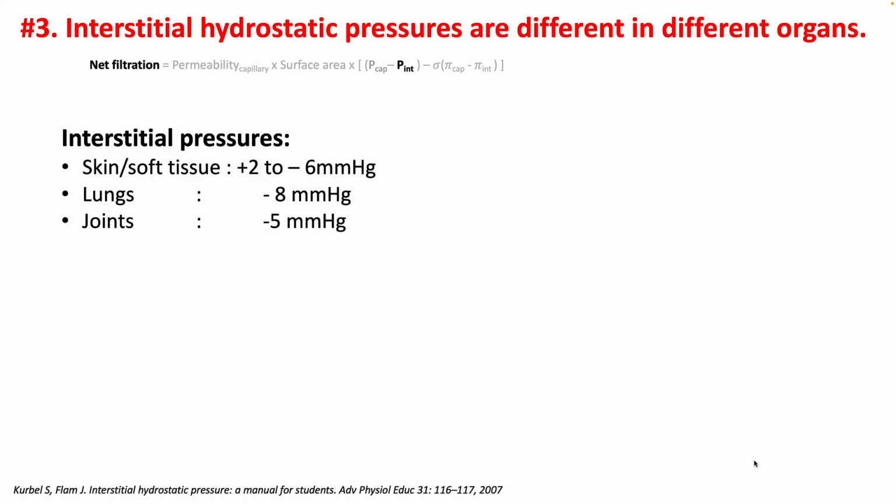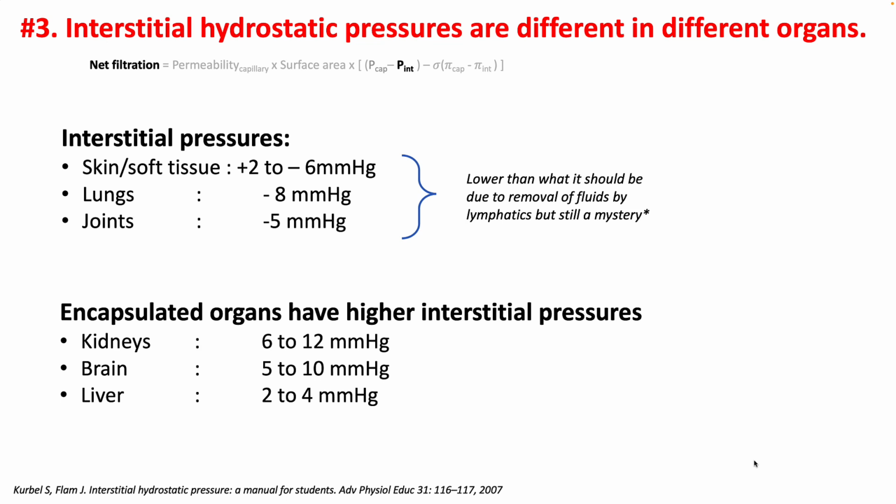Interstitial hydrostatic pressure are different in different organs. Most of the skin and soft tissues have negative pressures, and that also includes lungs and joints. In the lung, the negative pressures are because of negative intrathoracic pressure. However, in skin and soft tissues and joint, the reason it is lower is because of the active movement of fluid from lymphatic beds. Encapsulated organs have much higher interstitial pressure, for example, kidneys, brain, and liver.